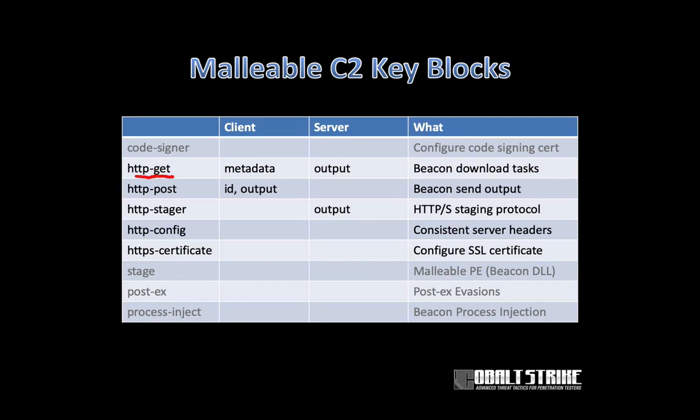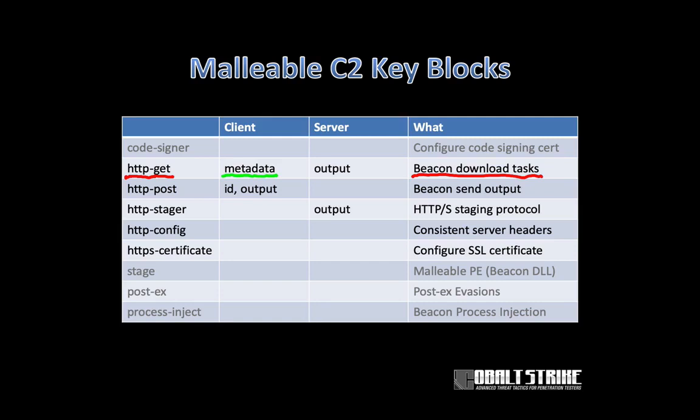HTTP GET is the block that influences how Beacon downloads tasks. Now, the client side of this transaction is responsible for sending metadata. So every time Beacon connects to its team server to request tasks, it is sending metadata, which is an encrypted blob that has information about the session. This encrypted blob needs to be transformed and stored somewhere in the transaction.